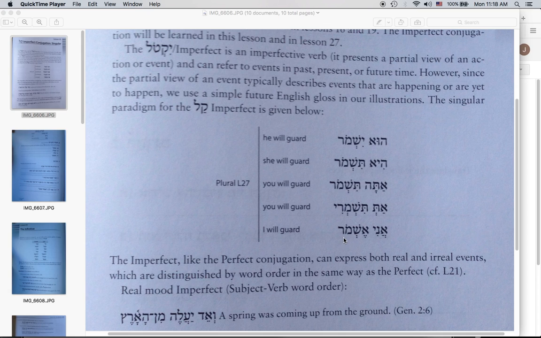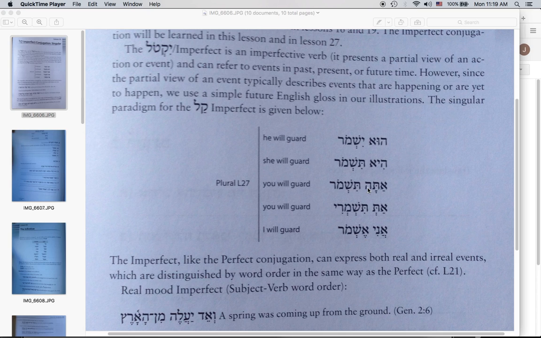Ani eshmor. So what you're going to notice is that the imperfect conjugation will always have what we call a prefix. Something has been added to the front of your shoresh, your root. Here's your root, the shin, the mem, and the resh. Something has been added to the front. So here we have the yod with the hiriq, and then the tav with the hiriq, and then an aleph with the segol.